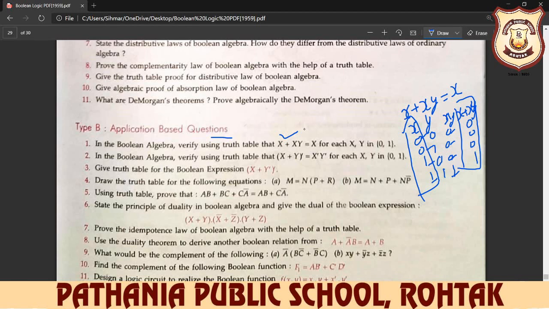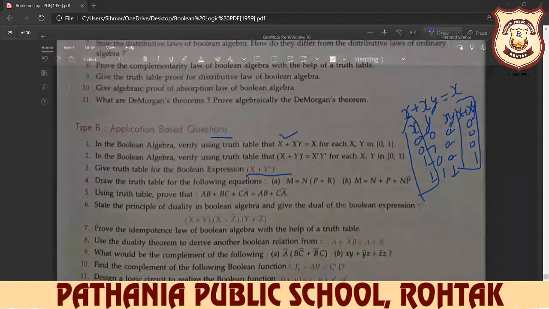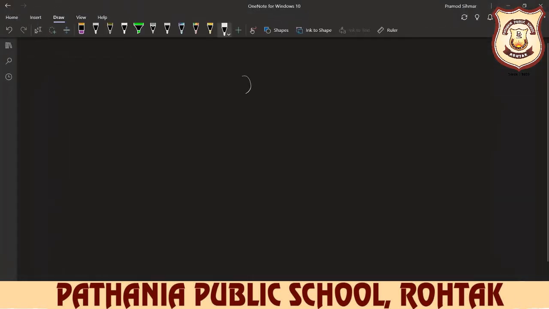Question number 3: give the truth table of the Boolean expression (x plus y complement) whole complement. We do question number 3 here. So let's do (x plus y complement) and whole complement. Write down x and y here: 0 0 1 1, 0 1 0 1, and now we need the complement. First you do the y complement here: 0's complement is always 1 and 1's complement is always 0. So you write it in this way.